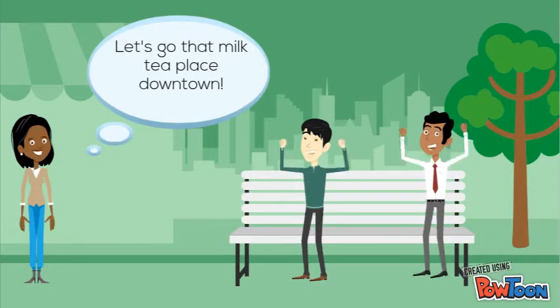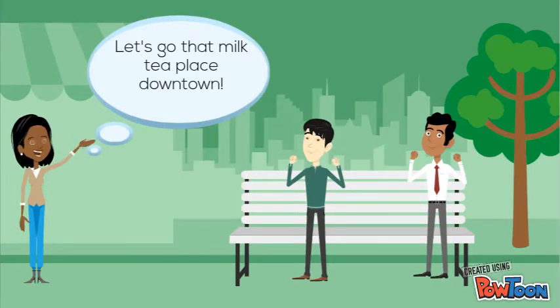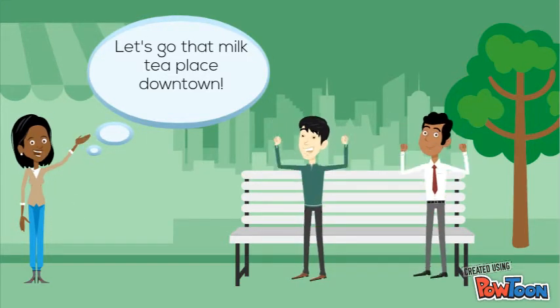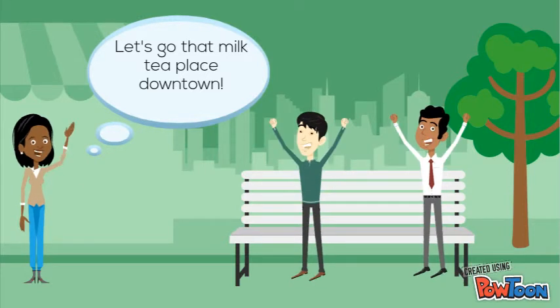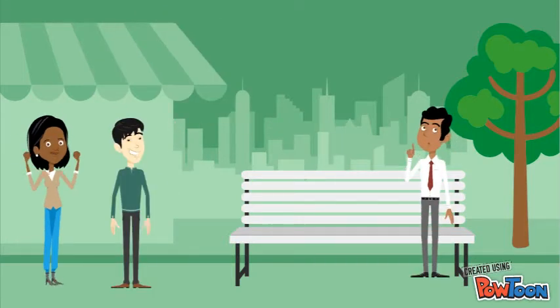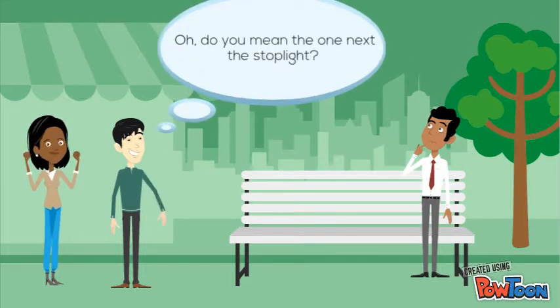Now I'll use an analogy to help explain this even further. Let's say you're with your friends and one of your friends says that she wants to go to a milk tea place downtown. Now her statement is very vague and you don't know exactly where she's talking about. Now your second friend is just as unhelpful as your first friend. He says, "Oh, do you mean the one next to the stoplight?" This is also very vague.